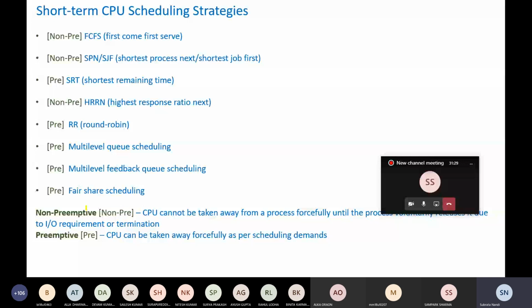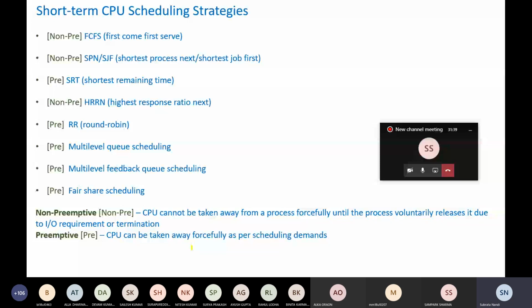So a process is running, it got the CPU, and it is not really interested in releasing the CPU because it is not requiring IO, nor is it requiring any termination. But still, because of the CPU scheduling algorithm, the CPU is forcefully taken out of it. That is what is called preemption, the forceful deallocation of a resource, in this case the CPU.